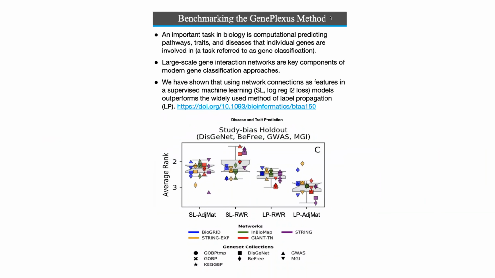A couple years ago, we benchmarked a method that uses supervised learning. It uses the network connections, and represents them in different ways as features inside of a supervised machine learning model. We extensively benchmarked this against the state-of-the-art, go-to method of label propagation for network-based gene classification. In general, we showed over many different tasks, function, disease, and trait prediction, with a bunch of different networks, that supervised learning generally outperforms label propagation. If you go to that link, that is the benchmarking paper.